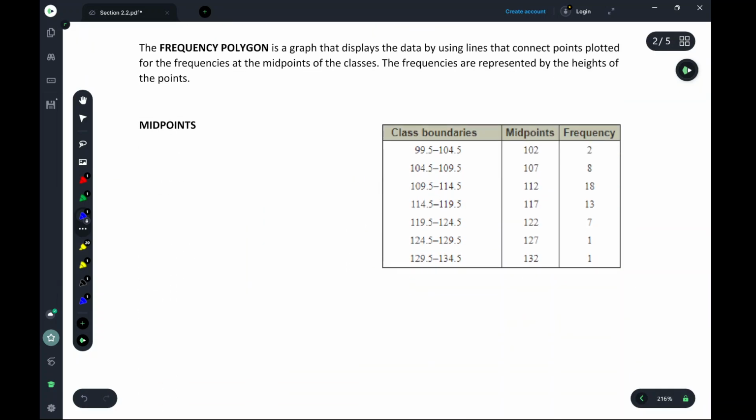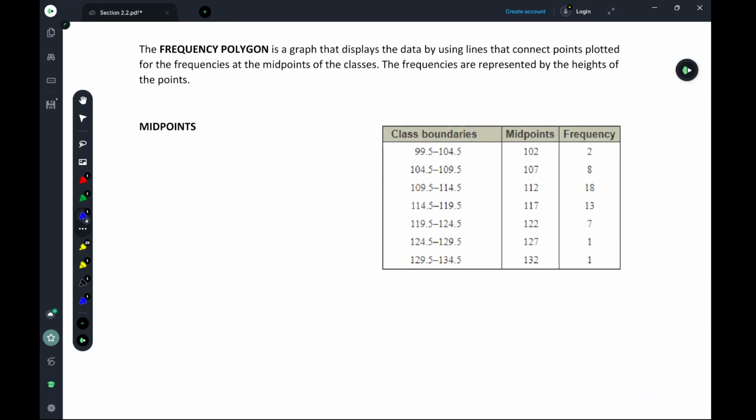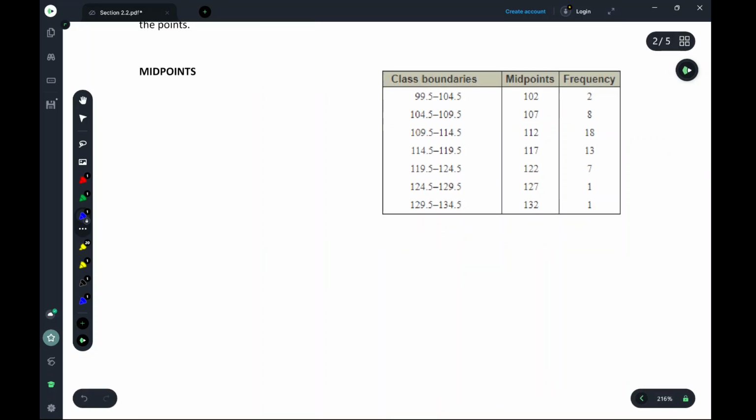Okay, the next chart that we want to take a look at is very similar in concept, but we're going to make a few adjustments to it. It's this thing called, instead of a histogram, a frequency polygon. It's a graph that displays the data by using lines rather than bars that connect points plotted on the frequencies at, here's the key, midpoints of the classes. The frequencies are represented by the heights of the points.